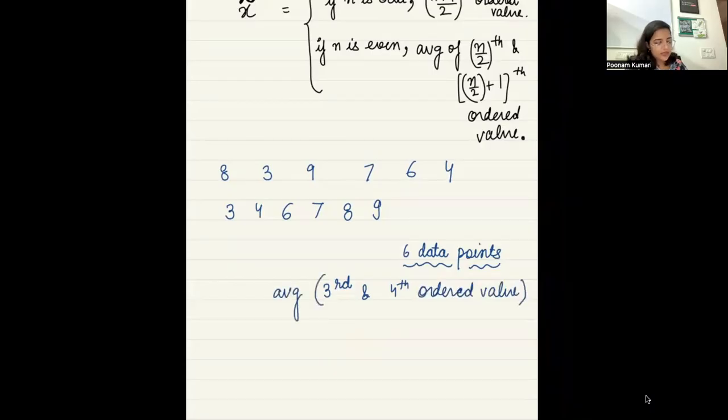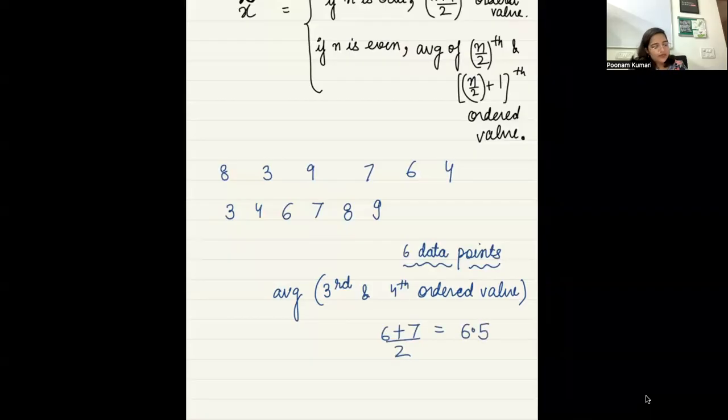Okay, so what is the third value? This is first, second, third. So 6 is the third value. And 7 is the fourth value. So you have to take an average of these two numbers. What is the average of 6 and 7? 6.5. So you have to do 6 plus 7 divided by 2, which is 6.5. So that is your median, right?